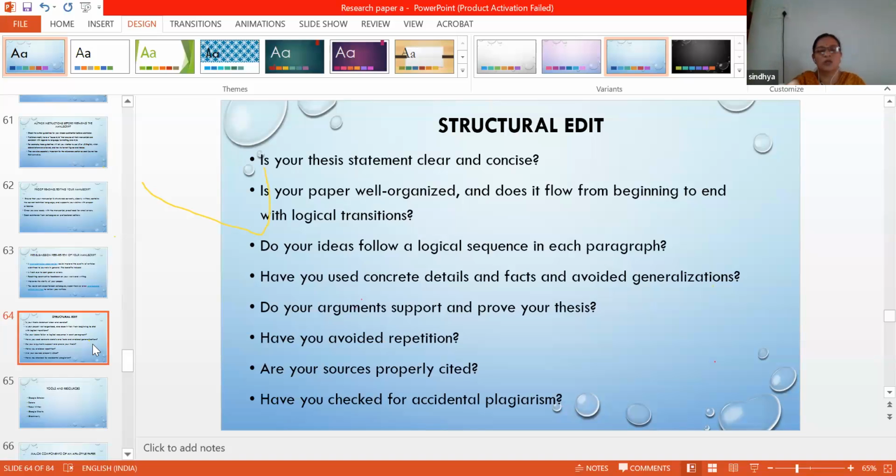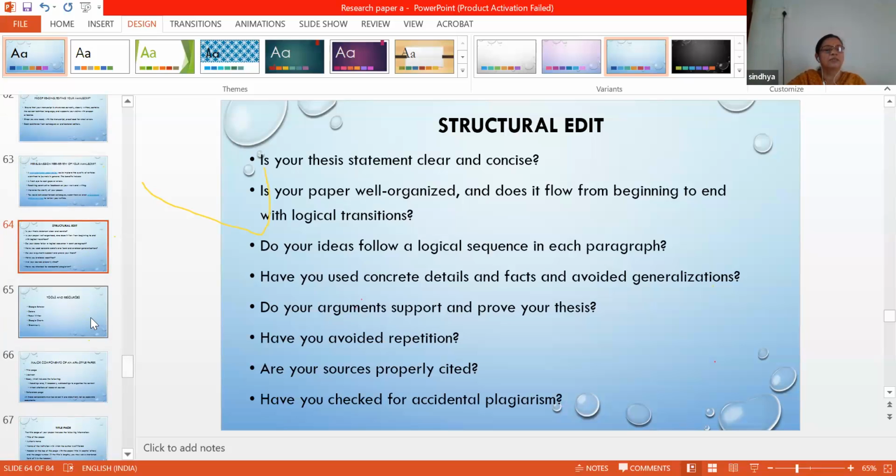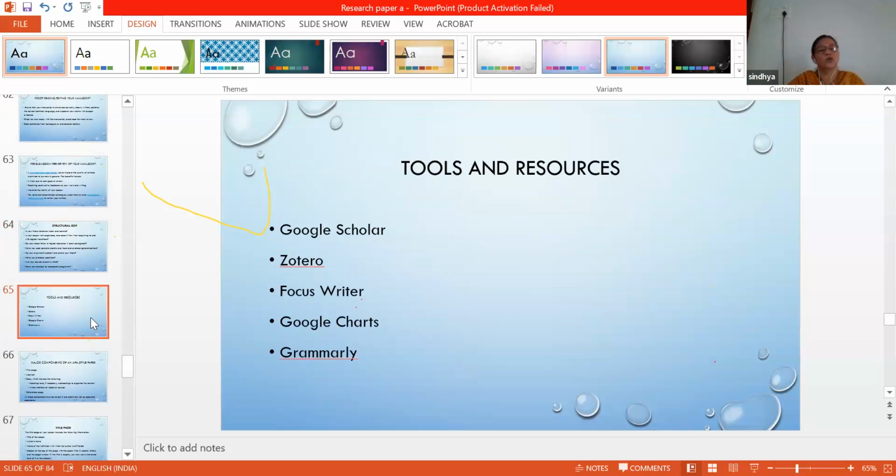So have you used concrete details, arguments, and support to prove your statement? Have you avoided repetition, are sources properly cited, and have you checked for accidental plagiarism? Whether any plagiarism occurs, whether you have taken any measures to avoid unintentional plagiarism. So all these must be checked through the structural editing.